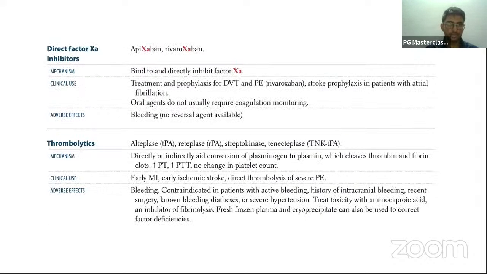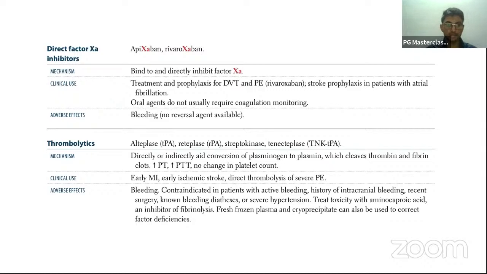The other classes of drugs, direct factor 10A inhibitors, apixaban, rivaroxaban. It binds to and directly inhibits factor 10A. Treatment and prophylaxis for DVT and PE, pulmonary embolism, stroke prophylaxis, and atrial fibrillation. They are oral agents. Novel anticoagulants do not require coagulation monitoring. Adverse effect is bleeding. Unfortunately, there is no reversal agent available.